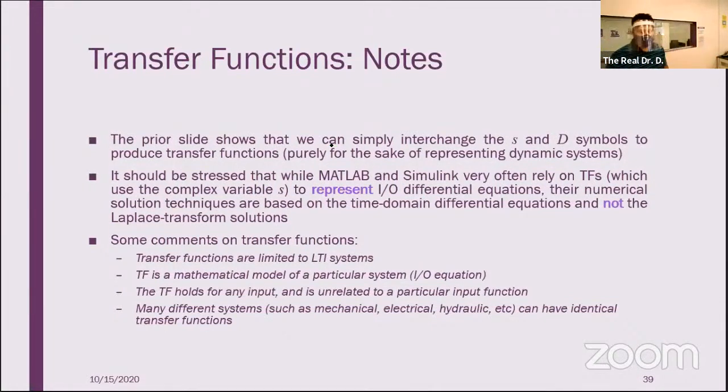And finally, many different systems, whether they're mechanical, electrical, hydraulic, or thermal, can have identical transfer functions. What happens if two systems have the same transfer function? You should expect that they have the same output for the same input, which makes them equivalent systems.